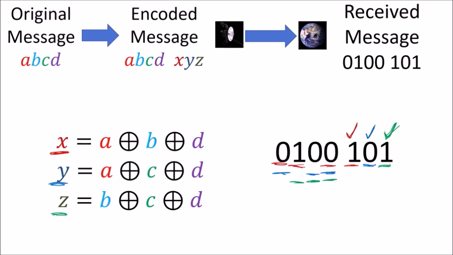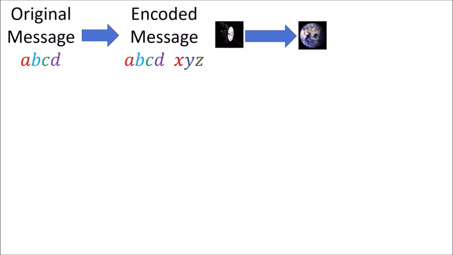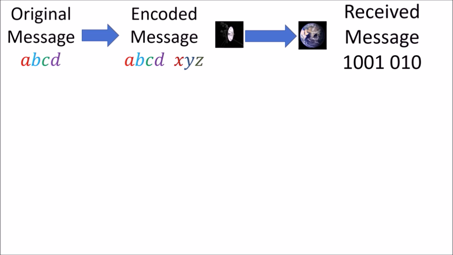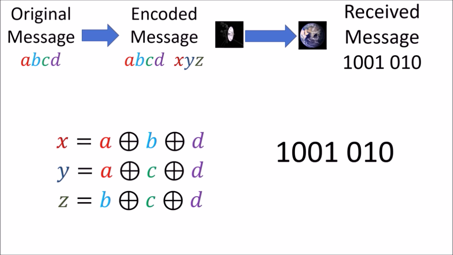And while that doesn't prove that no errors happened, it does indicate that the bits are probably correct, provided too many errors didn't happen. Now let's look at another example where the received bits are 1001, 010. So again, we'll check the redundancy bits against these 3 equations. So looking at X, we get 0, looking at Y, we get 0, and looking at Z, we get 1. So these redundancy bits are not what we expect, so that means that we have errors.